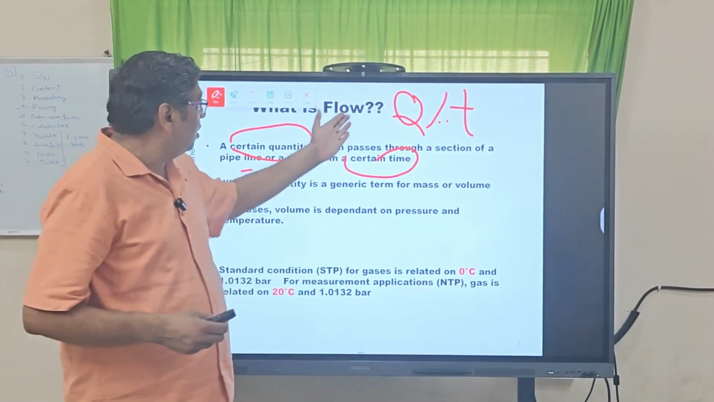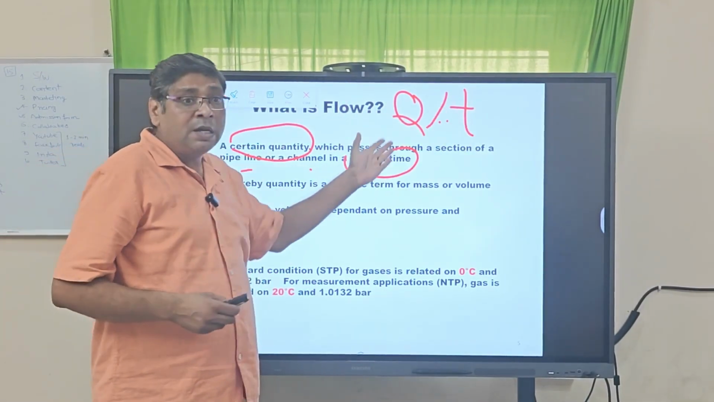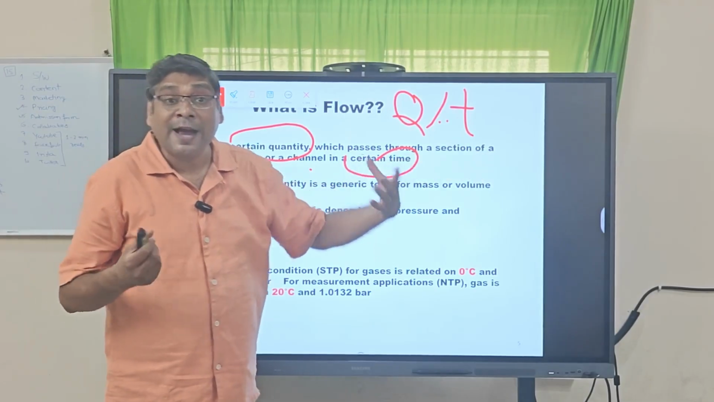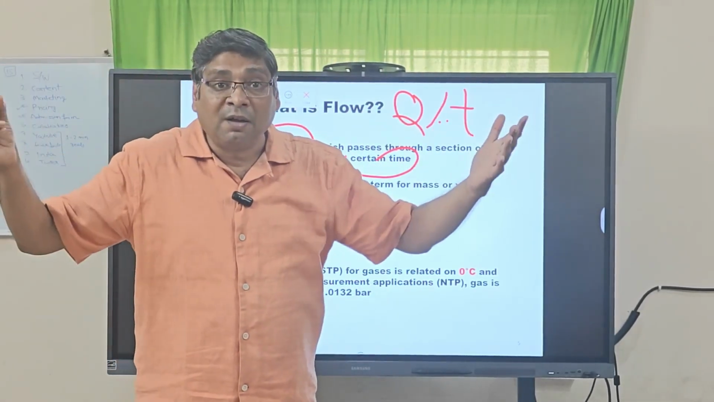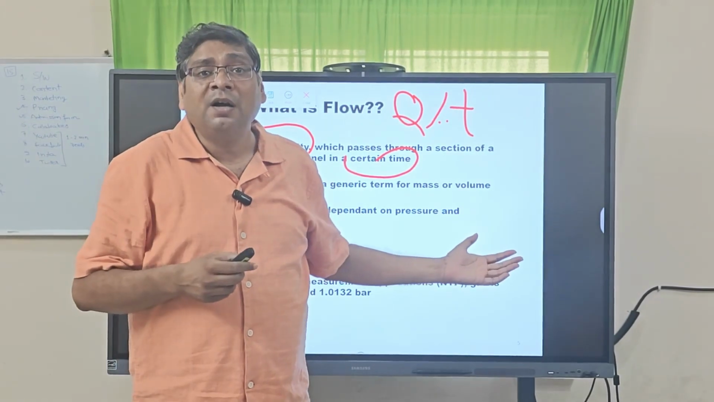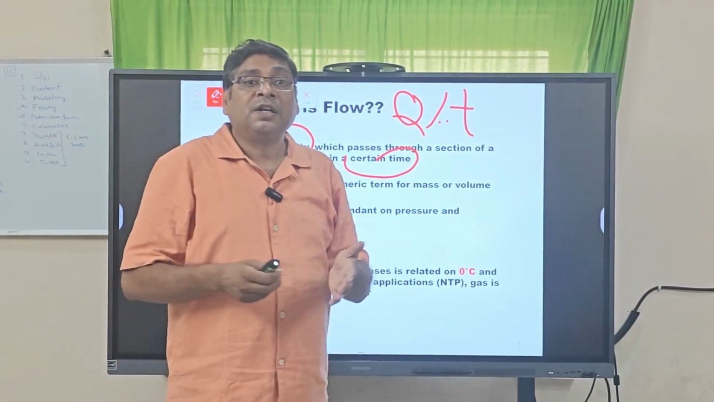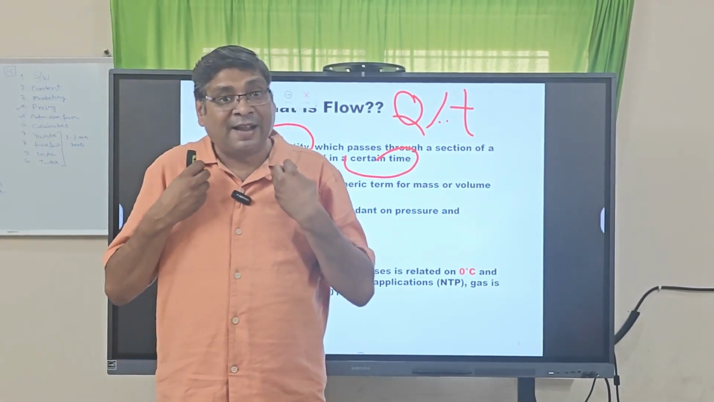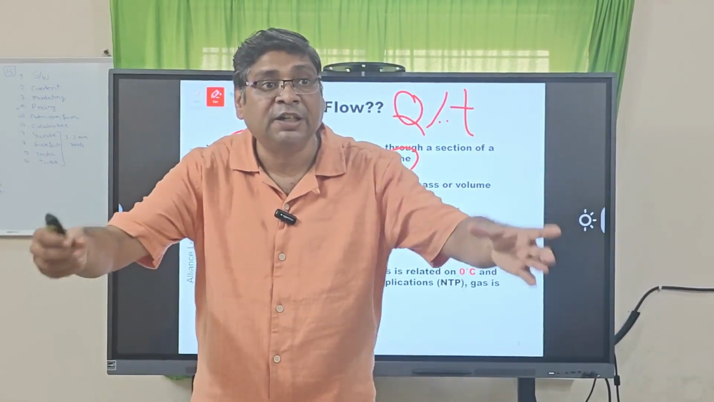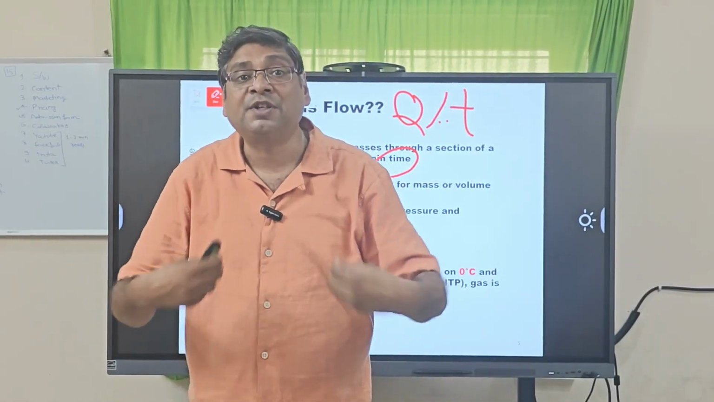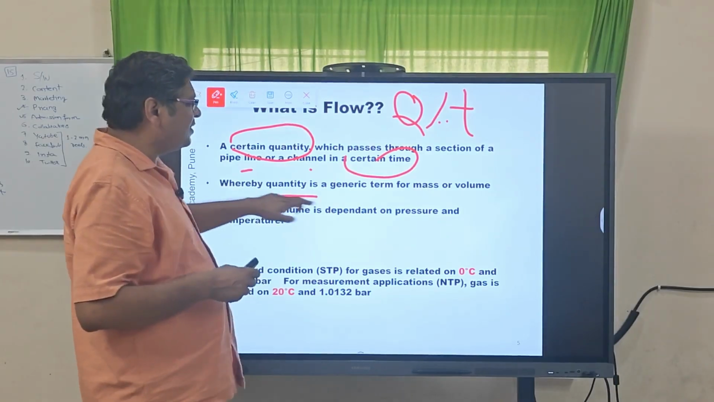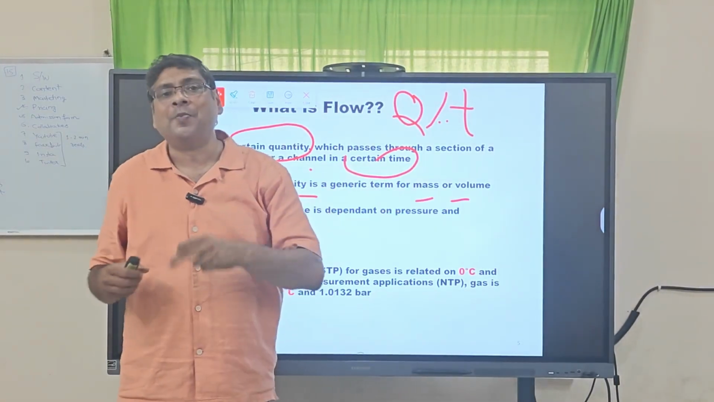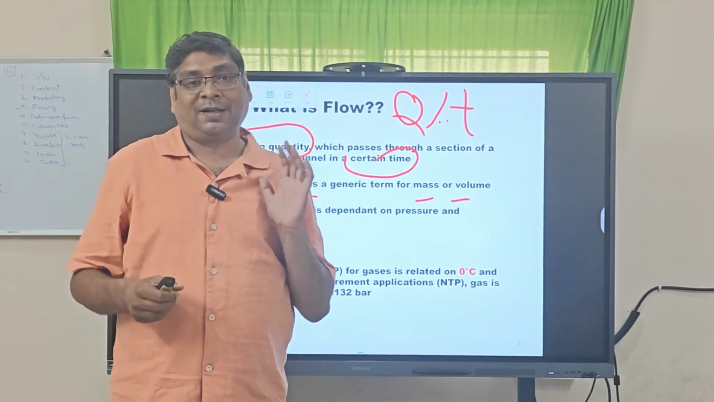Right? M cube per hour. Ton per hour. Cusack. This is a much bigger unit of water. When the water from dams and all is given to the city, at that time the dimension is the Cusack. Now quantity is a generic term for mass or volume, meaning M cube or ton.